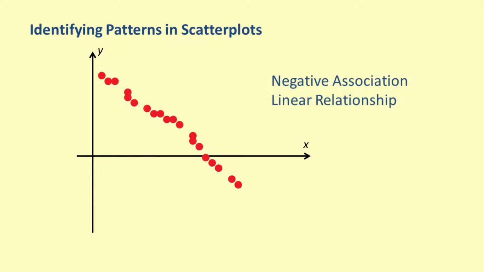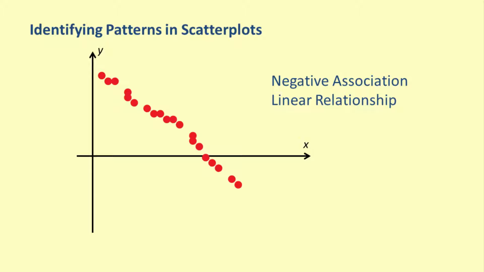If the cluster of points tends to fall from left to right, we say that x and y are negatively associated. In this case, we can also say that this cluster of points has a linear relationship because the points conform to the shape of a line. Again, even if this cluster of points had a looser or tighter association, we would still say that x and y are negatively associated with a linear relationship.